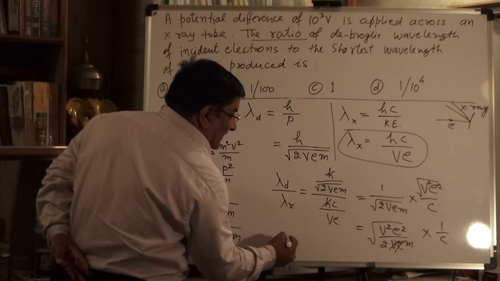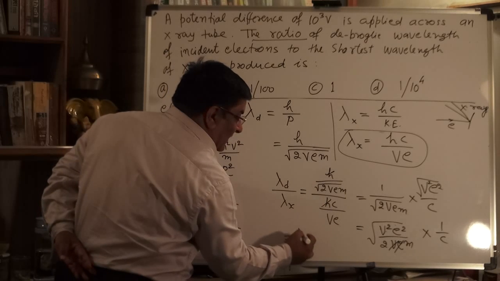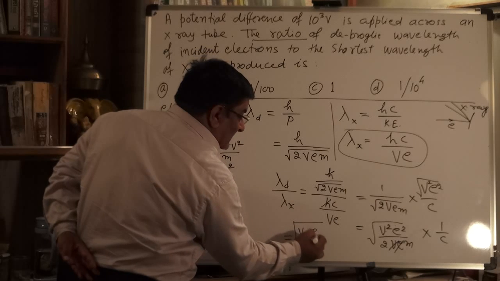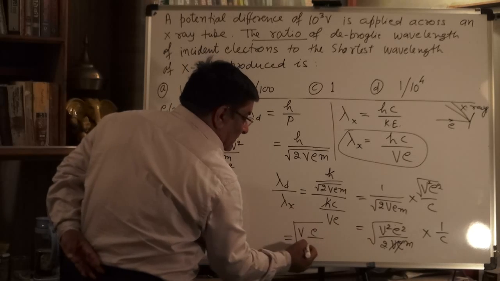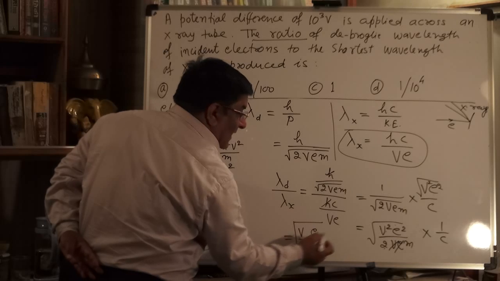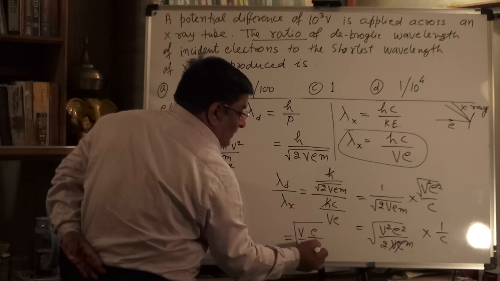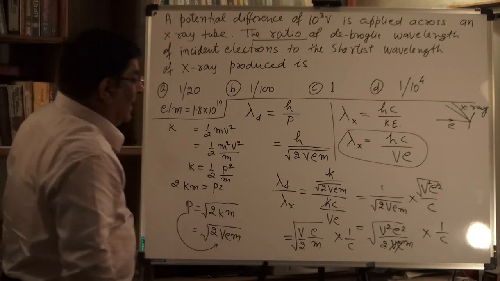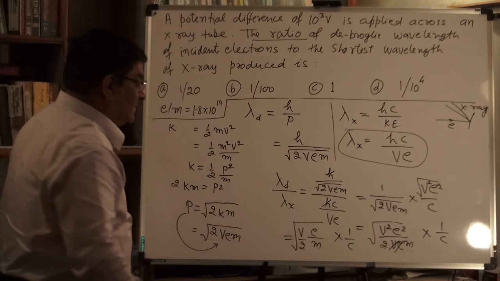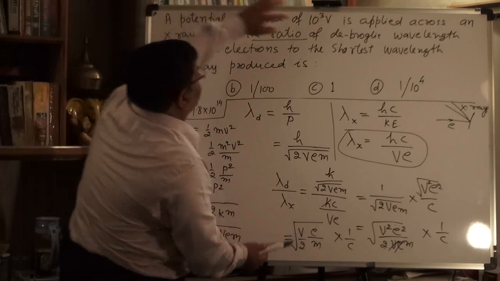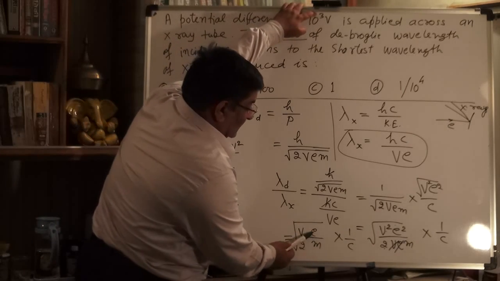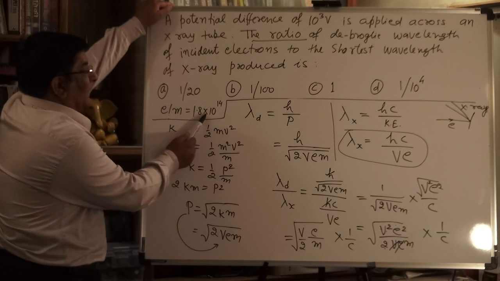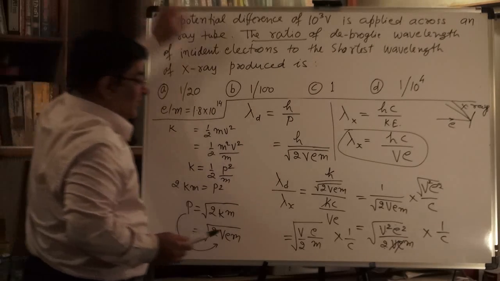So what is the term we get here? 1 V is left, 1 E is left, and here 2 and M. This is to be multiplied by 1 upon C. And now we put the values. What is the value of V? 10 to the power 3. What is the value of E upon M? Given E upon M, 1.8 into 10 to the power 14.